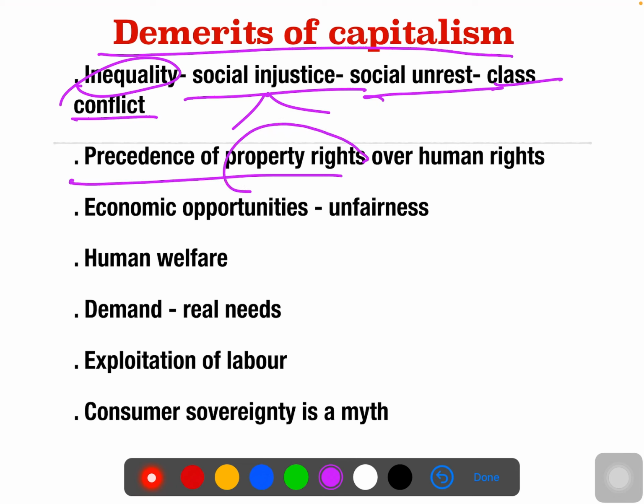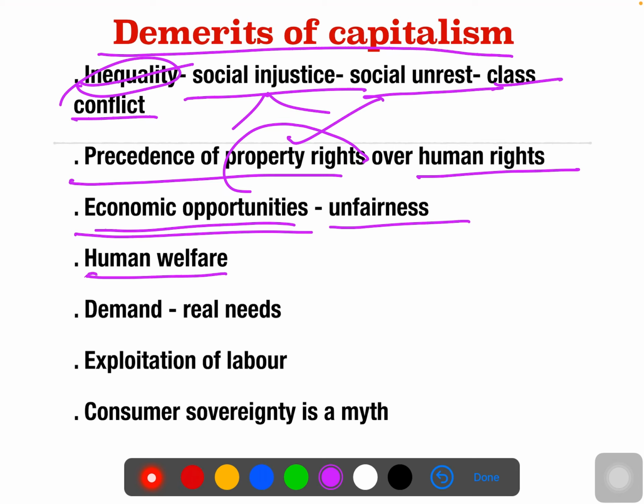And the next one, precedence of private rights over human rights. Here, property right is more important than human right, which should not be the right thing. Human right should be more important than property right, but in this kind of economy we give more importance to private property than human rights. So here the economic opportunities will be completely unequal. The inequality I just mentioned exists again here, because of the wide difference in economic opportunities. Few people are getting very good opportunities and few people are not getting opportunities at all. In this way, unfairness will be perpetuated in the economy. Few will have a fair deal, while the maximum number of people get unfairness.